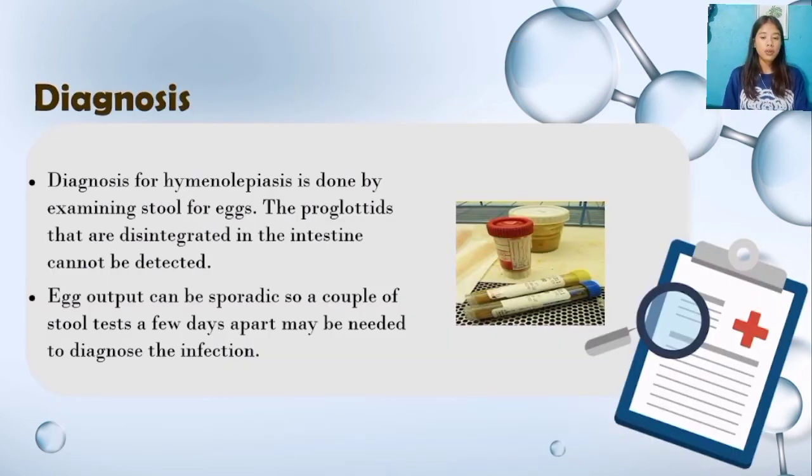Diagnosis. Diagnosis for hymenolepiasis is done by examining stool for eggs. The proglottids that are disintegrated in the intestine cannot be detected. Egg output can be sporadic, so a couple of stool tests a few days apart may be needed to diagnose the infection.